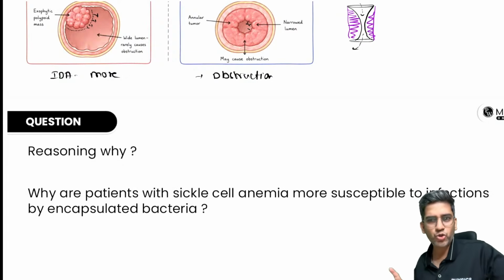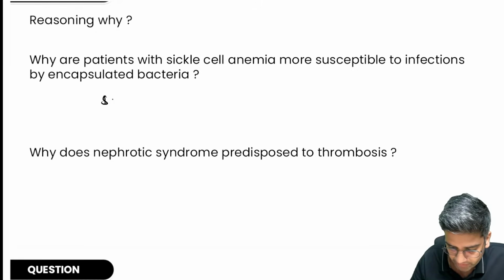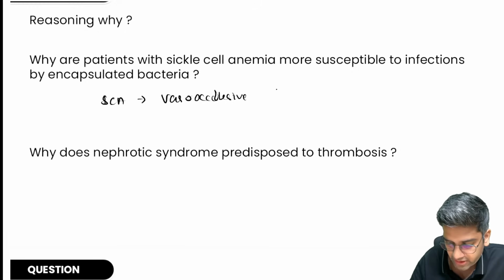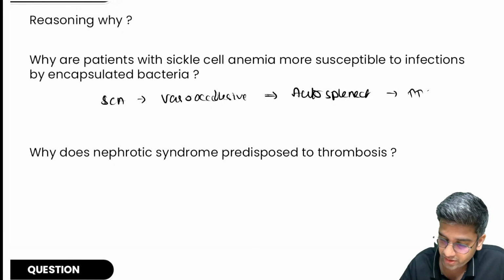Great, yeah. It's due to autosplenectomy, that's all, right? Simple. In sickle cell anemia, there's a possibility you will have the vaso-occlusive crisis. Because of the vaso-occlusive crisis, there's a possibility for you to have autosplenectomy. Because of autosplenectomy, the spleen's function goes away. There's an increased risk of infections.